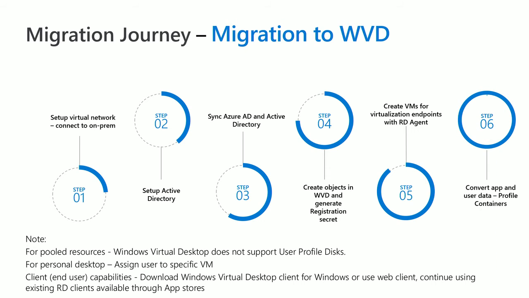Lastly, what to do with the user data. You would need to migrate the user data to Azure. Some things to keep in mind is for pooled resources on remote desktop services, if you're using user profile disks, WVD does not support user profile disks. We only support FSLogix profile containers, so I will be going over a demo of how you convert UPDs to profile containers. And then if you're using personal desktops, you would need to assign the user directly to the VM that's being used by that user.